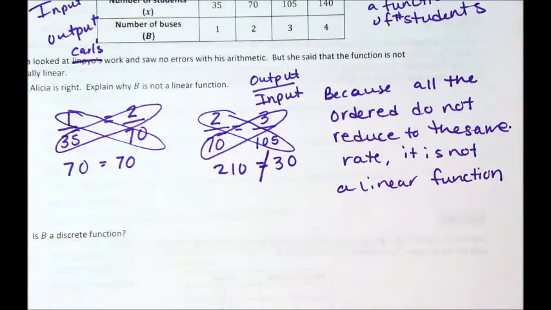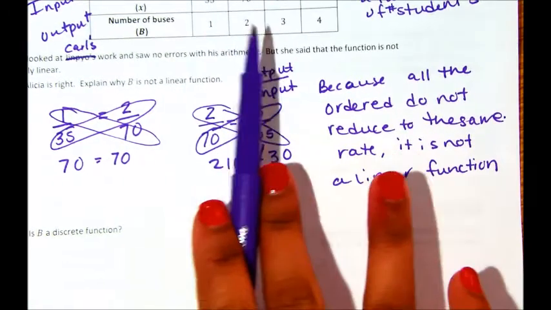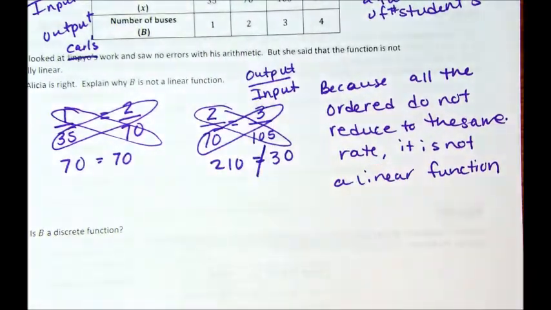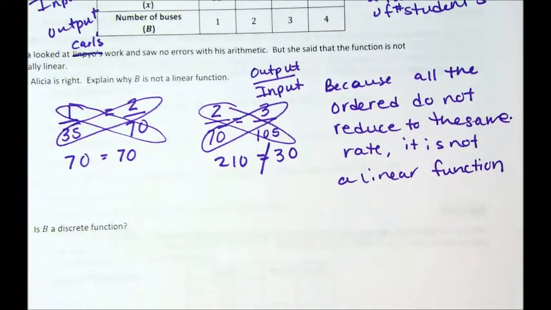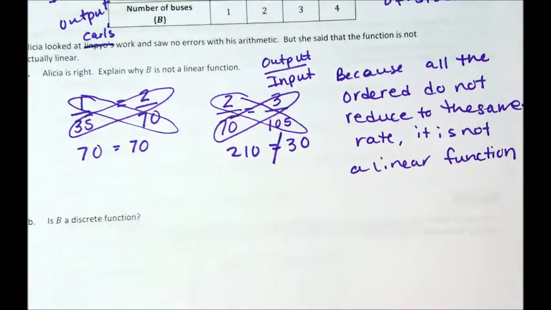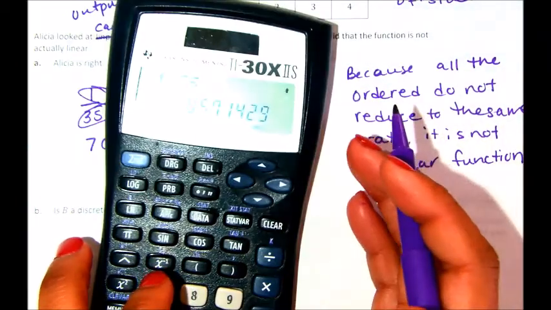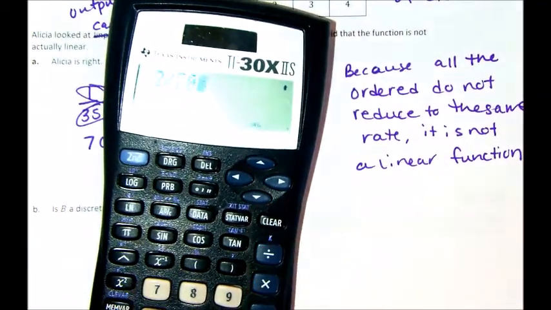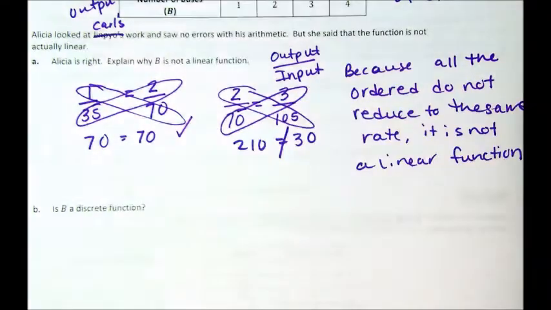All right, so Alicia is right. I take my first two ordered pairs from my table, 35 and 1 and 70 and 2, and I set them up as a proportion. I get that 70 equals 70. If I'm doing this numerator divided by denominator, 1 divided by 35 gives me this number, and 2 divided by 70 gives me that same number. Okay, so I know that those are equal.